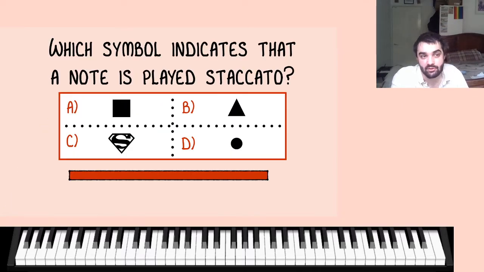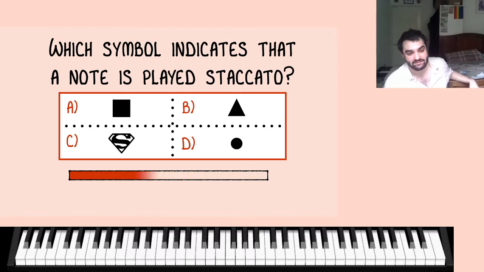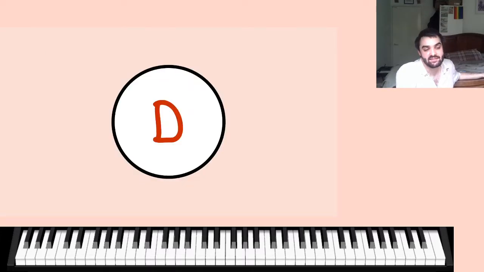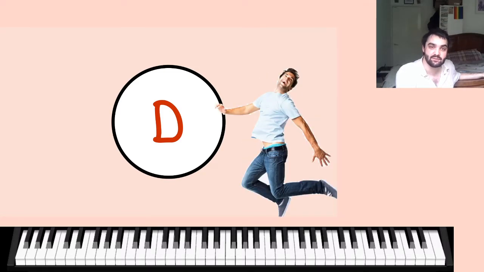So what symbol do you put on top of a note to indicate that it's played staccato? Is it A, B, C, or D? Time is starting now. It's a square, a triangle, Superman logo, or a dot. Okay. Time is up. So if you remember, the answer is D. Yay. It was the dot, so you put the dot above the note, and that's how we got it.